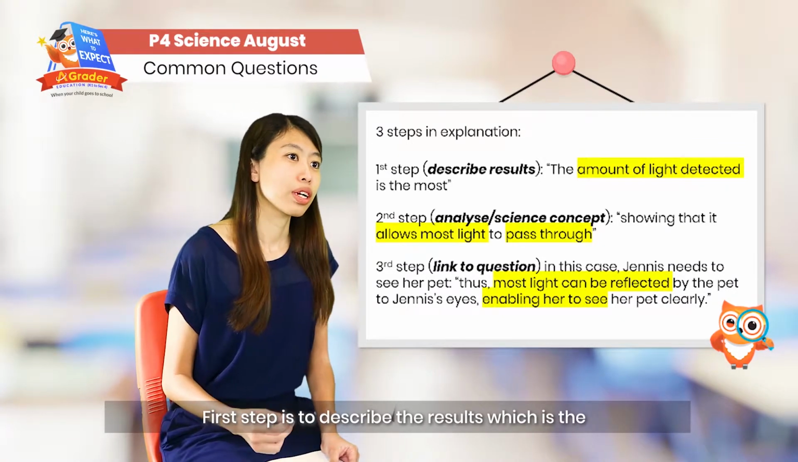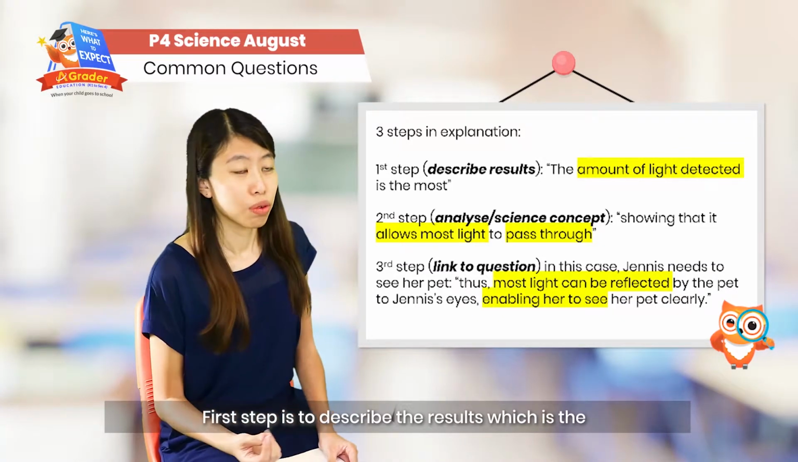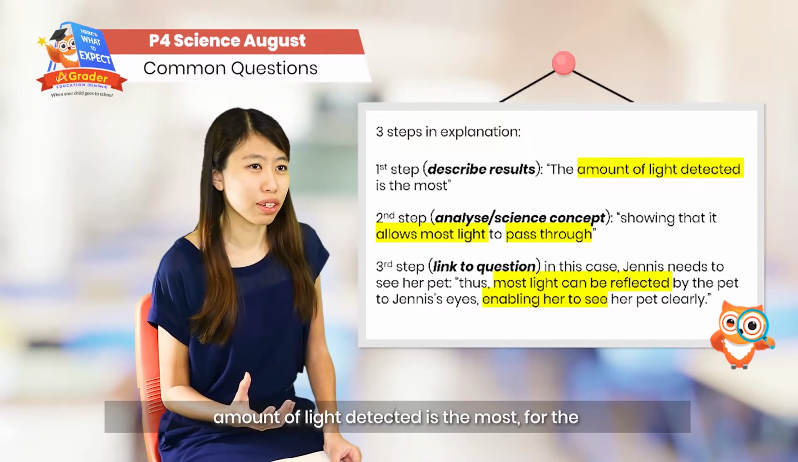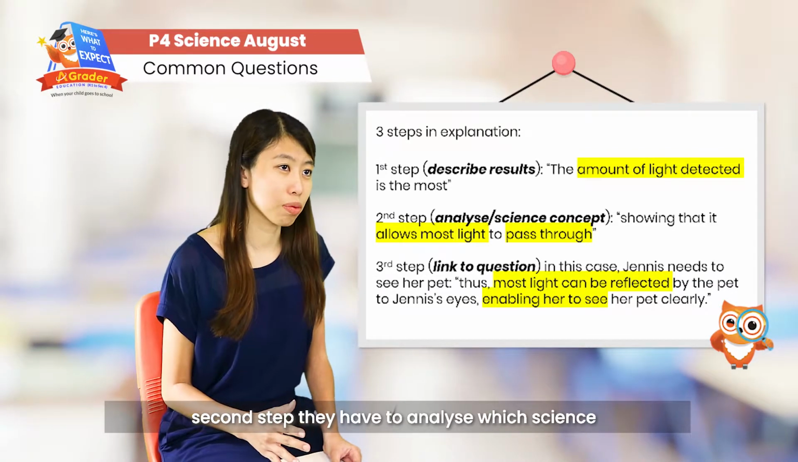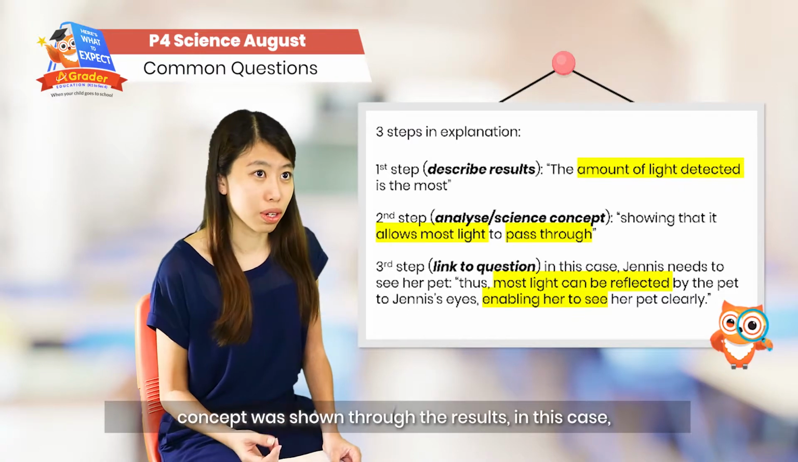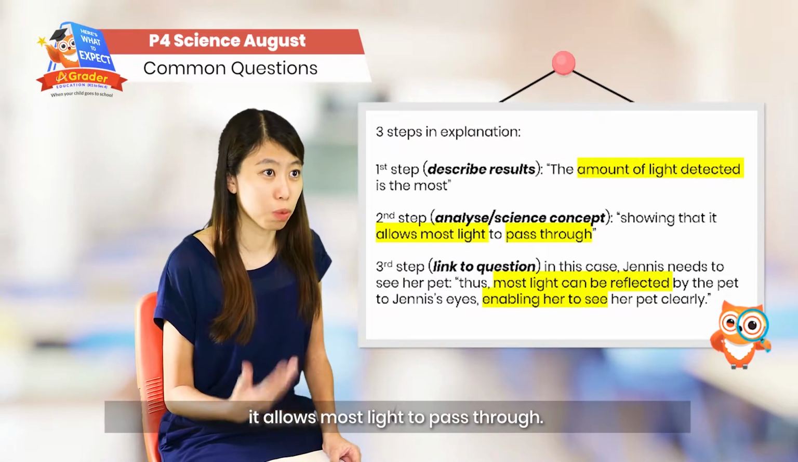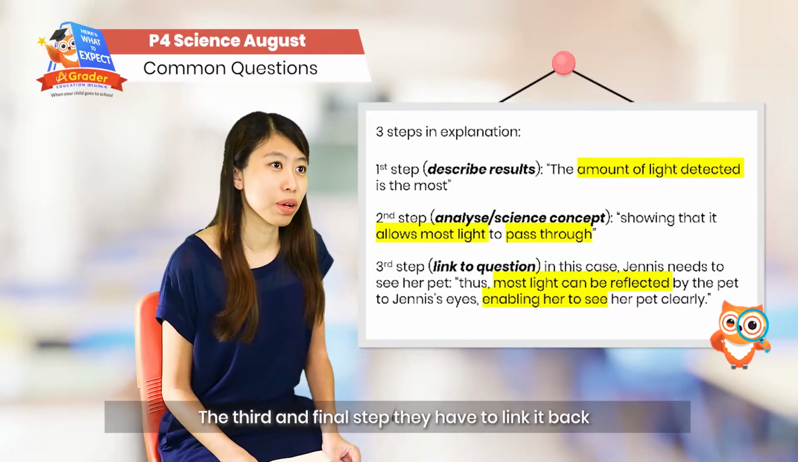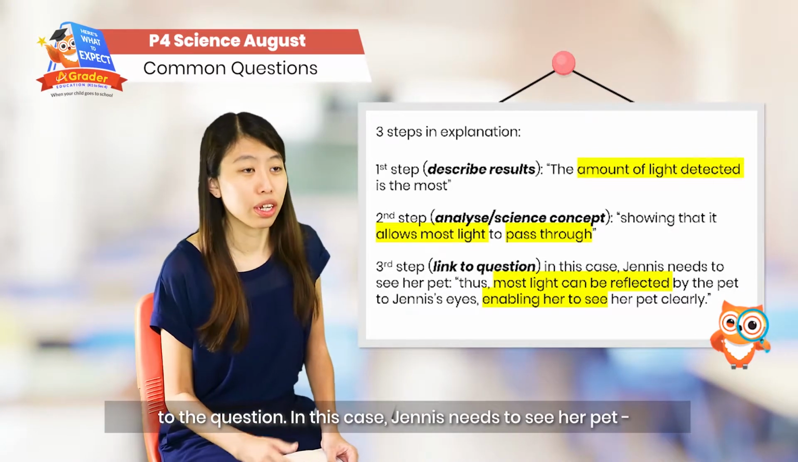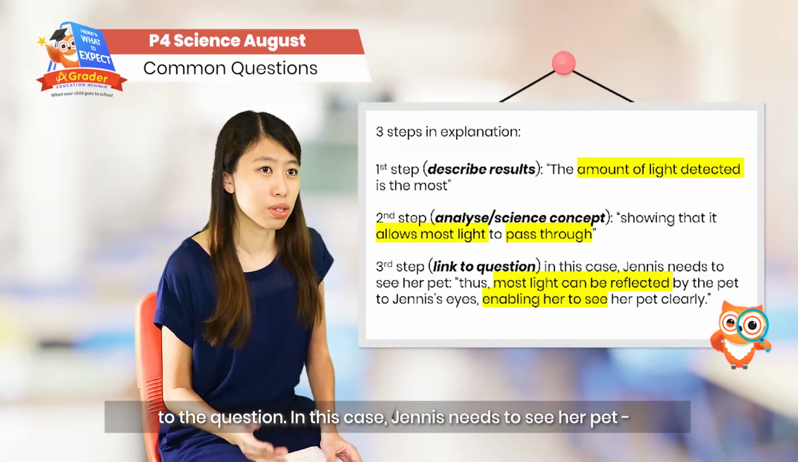First step is to describe the results, which is that the amount of light detected is the most. And the second step, they have to analyze or input a science concept, which is showing that it allows most light to pass through. This is the property of light. And the third step, they have to link it back to the question. Okay, and in this case, Janice needs to see her pet.